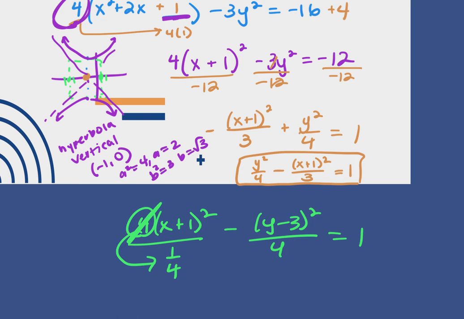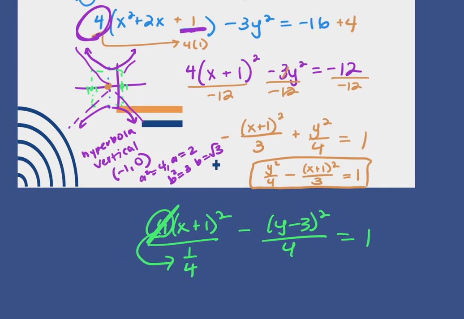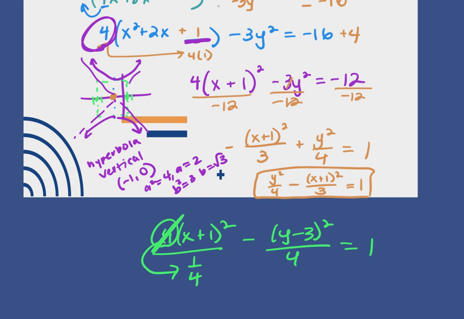Can you show us the asymptote for this one? Like the equation? Yeah, so because it's vertical, it's y equals k plus and minus a over b times x minus h. So y equals, there is no k, it would be 0. You can make it 0 if you want, but you don't need it. Plus and minus, a would be 2 over square root 3, times x minus the negative 1, which becomes plus 1.